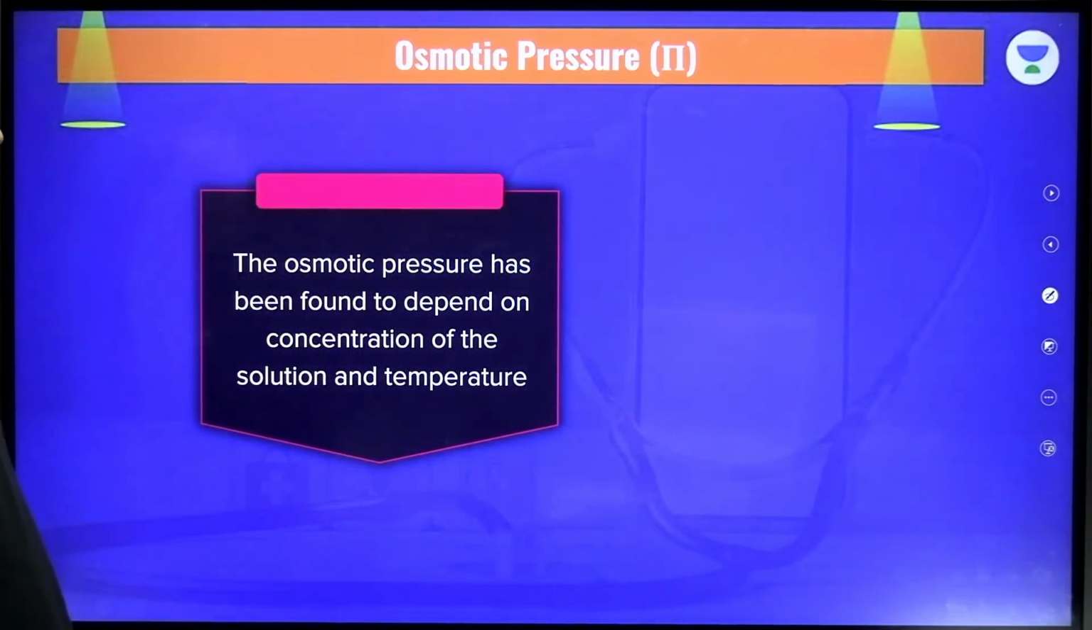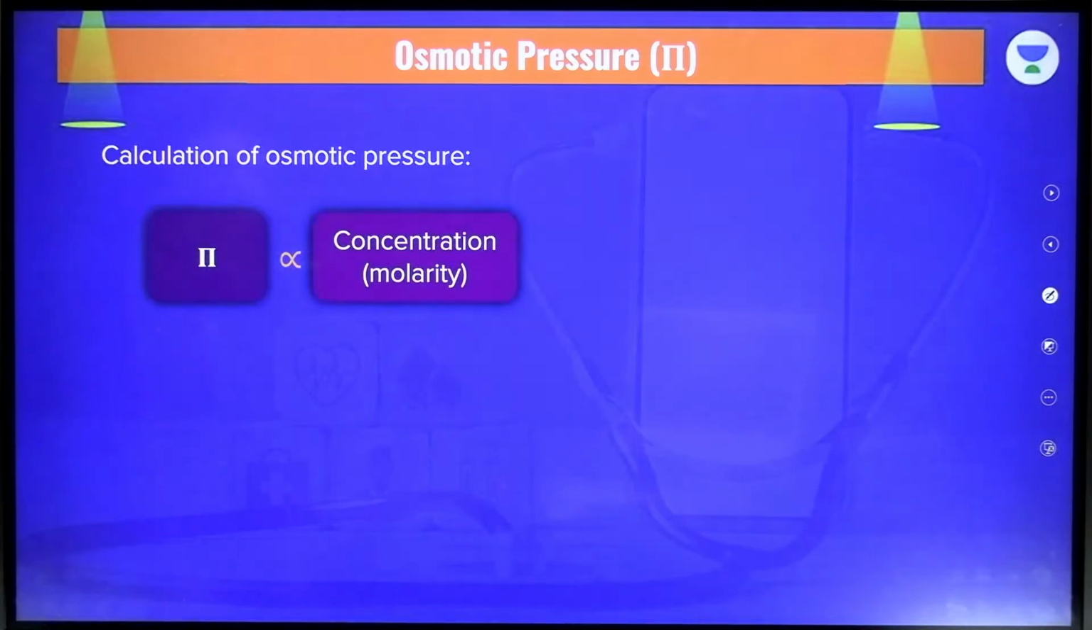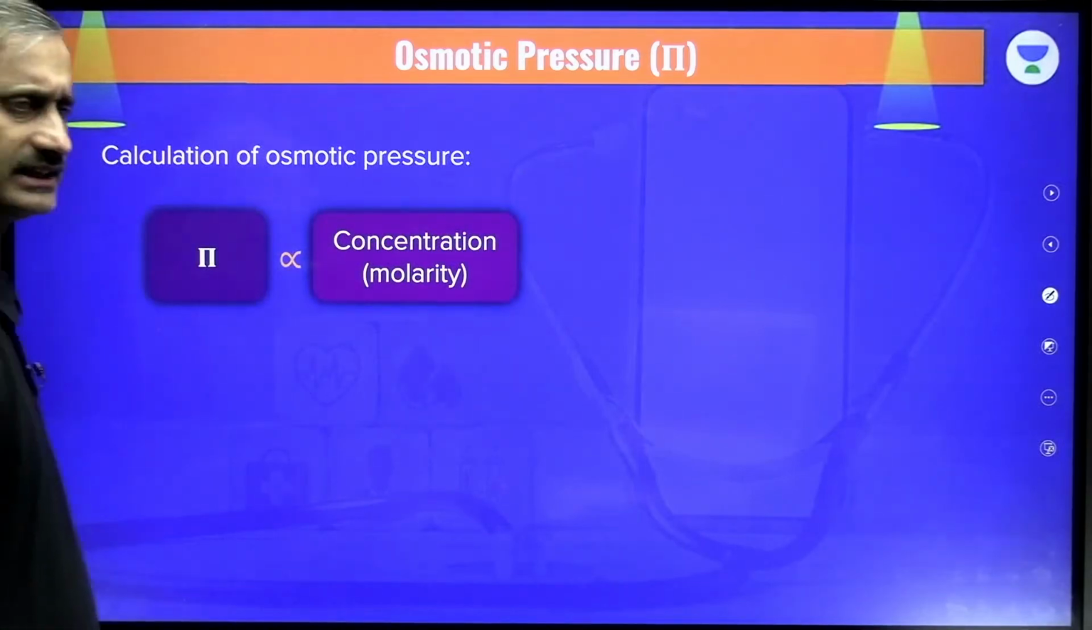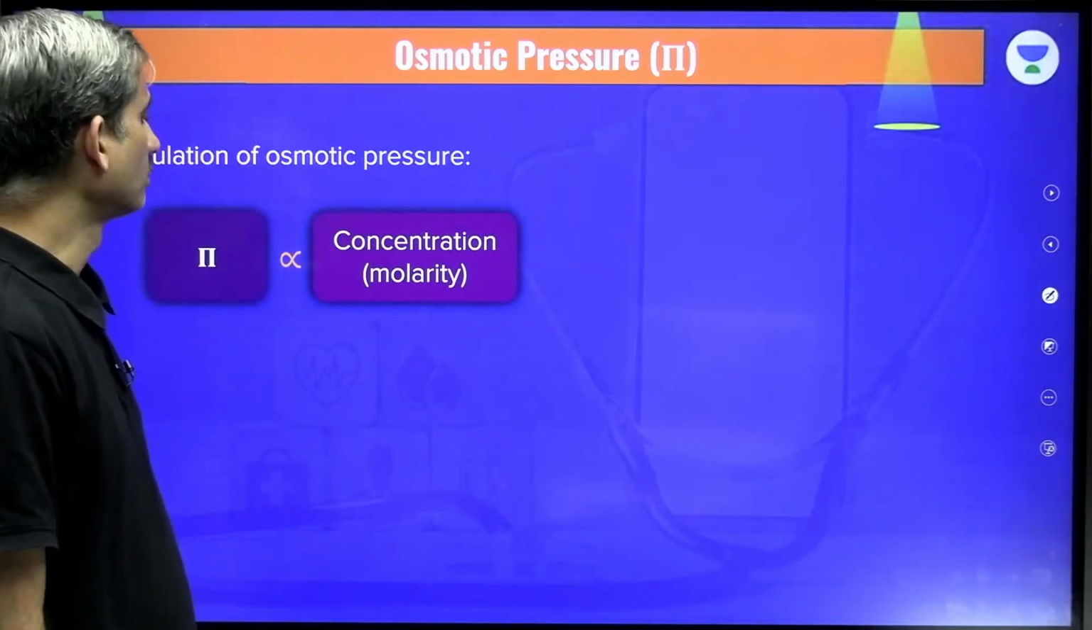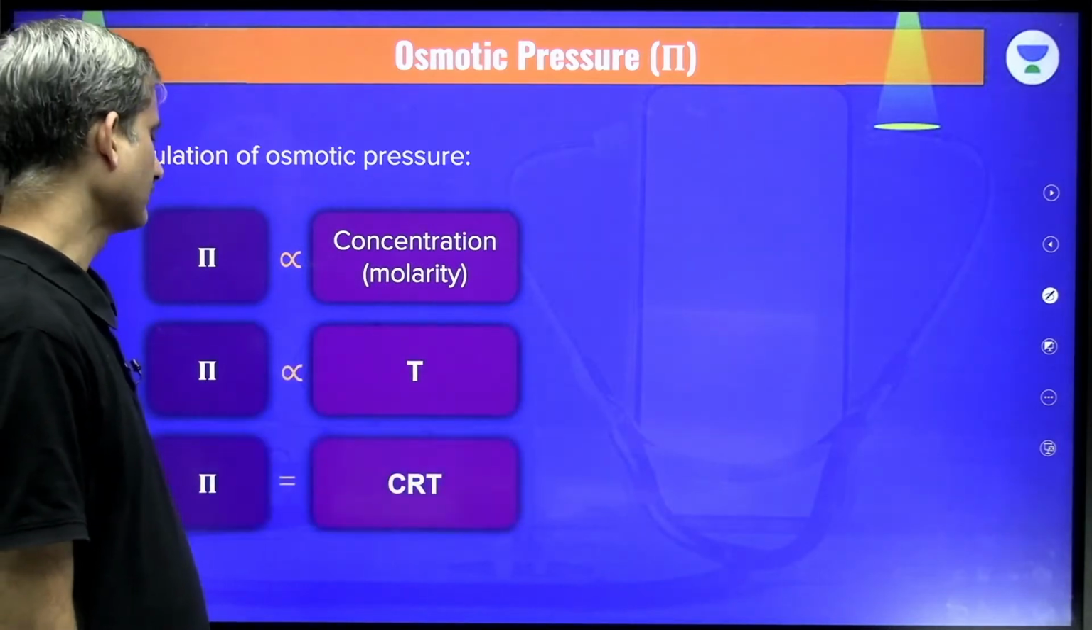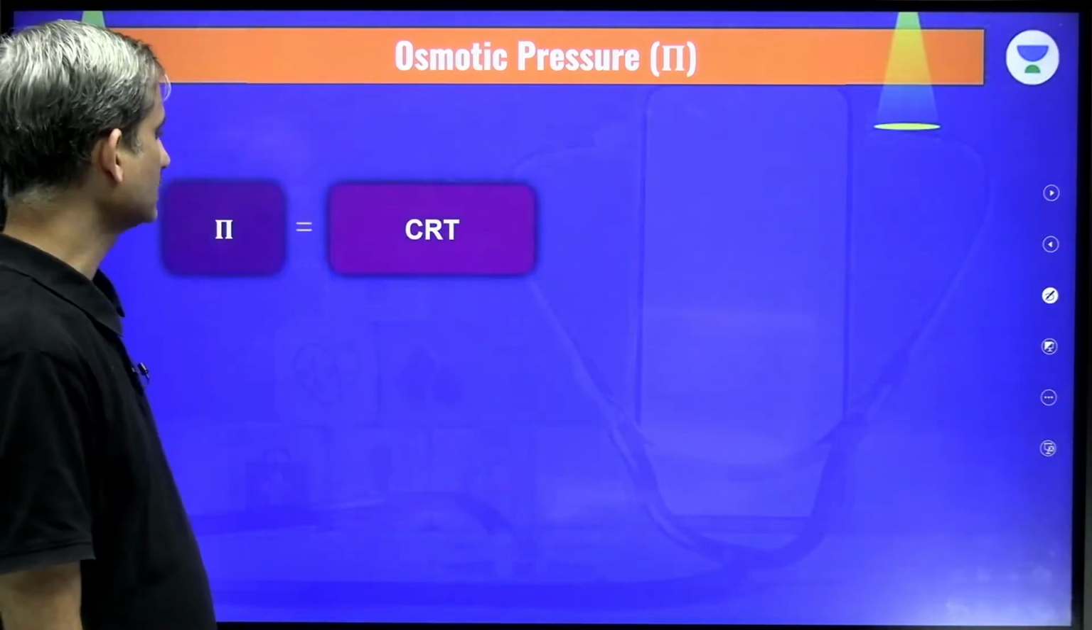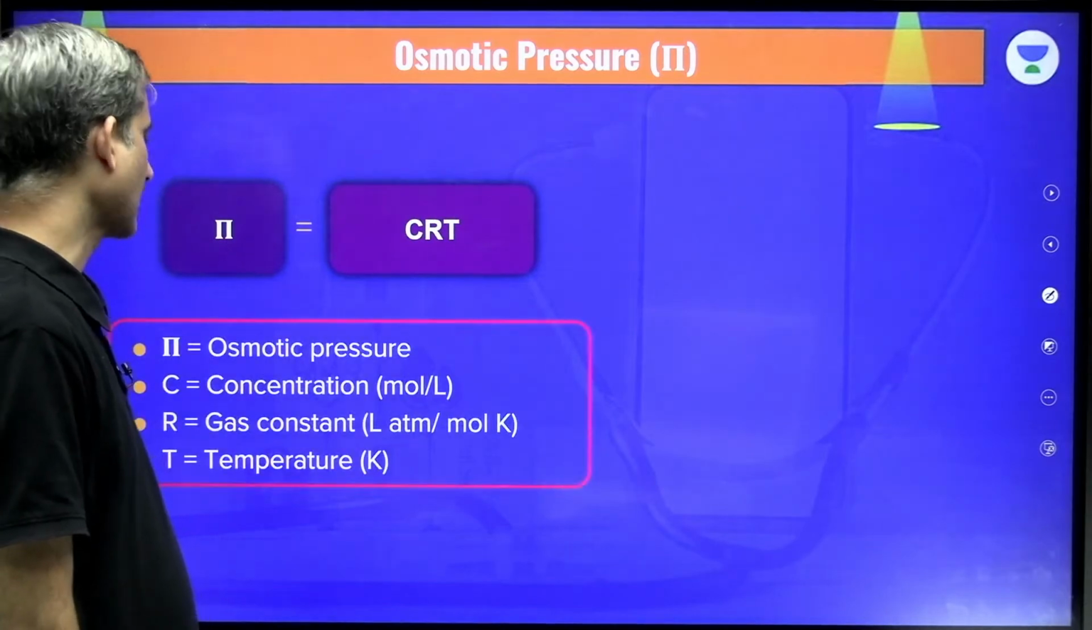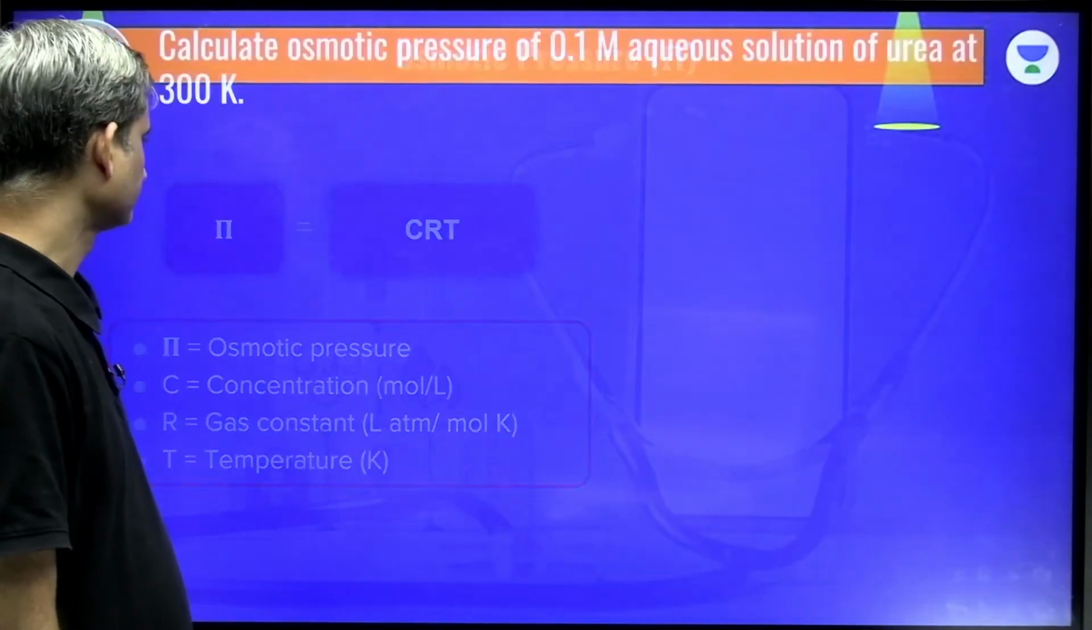So here we apply the osmotic pressure. The osmotic pressure has been found to depend on the concentration of the solution and the temperature. It depends on concentration, which could be molarity, though it's not necessarily molarity itself, and temperature in Kelvin. So pi is equal to CRT: concentration times the gas constant times the temperature.